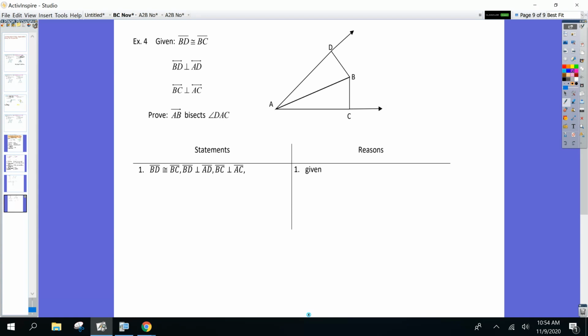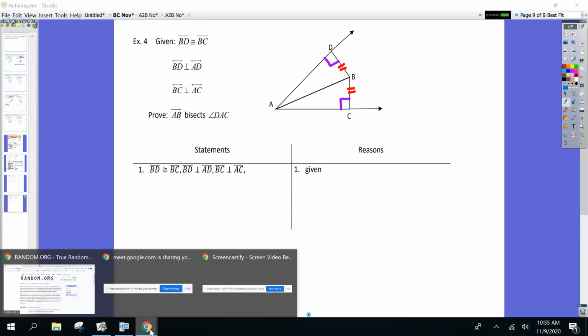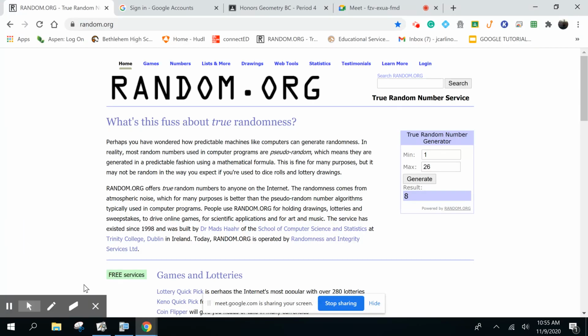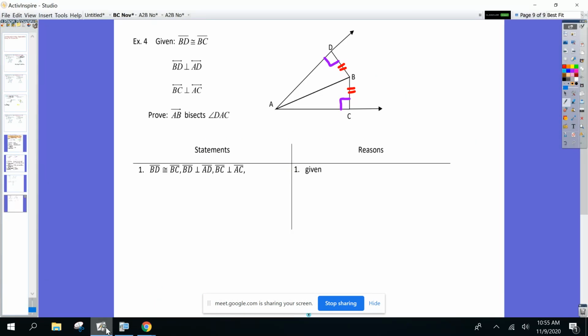Mark your diagram, kids. You got BD and AD. Make sure you put the right angle symbol in the proper spot. BC and AC. Make sure you put the right angle in the proper spot. BD is congruent to BC. Anybody putting other markings on their diagram other than the ones I have? Sabrina, any other markings? AB is congruent to AB. Yep, good job.